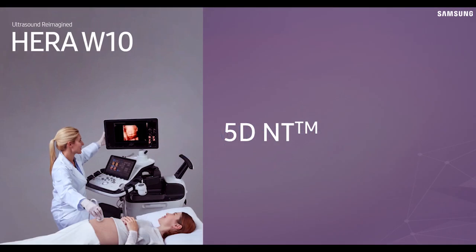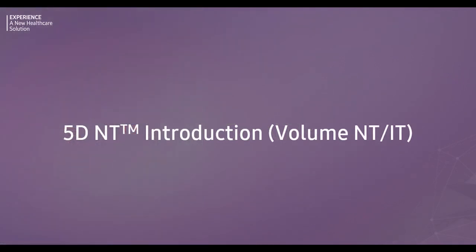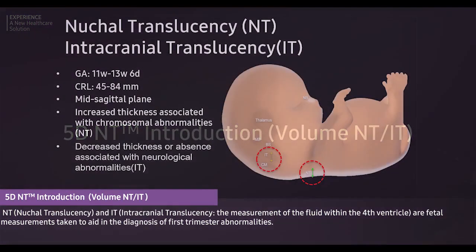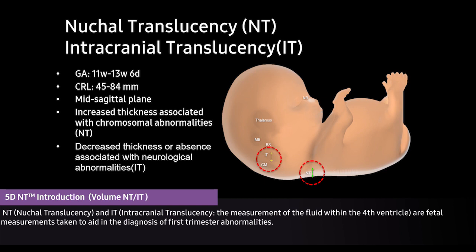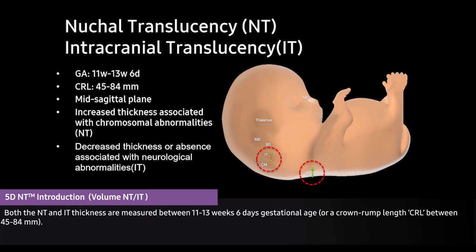In this video, we would like to introduce 5D NT features. NT, nuchal translucency, and IT, intracranial translucency, the measurement of the fluid within the fourth ventricle, are fetal measurements taken to aid in the diagnosis of the first trimester abnormalities. Both the NT and IT thickness are measured between 11 to 13 weeks, 6 days gestational age, or crown rump length CRL between 45 to 84 millimeters.